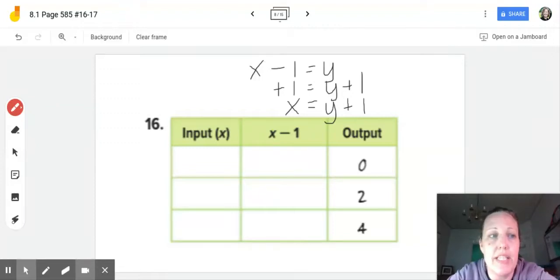Hey, it's Mrs. Golding. We are on page 585. This is problem 16 and 17.